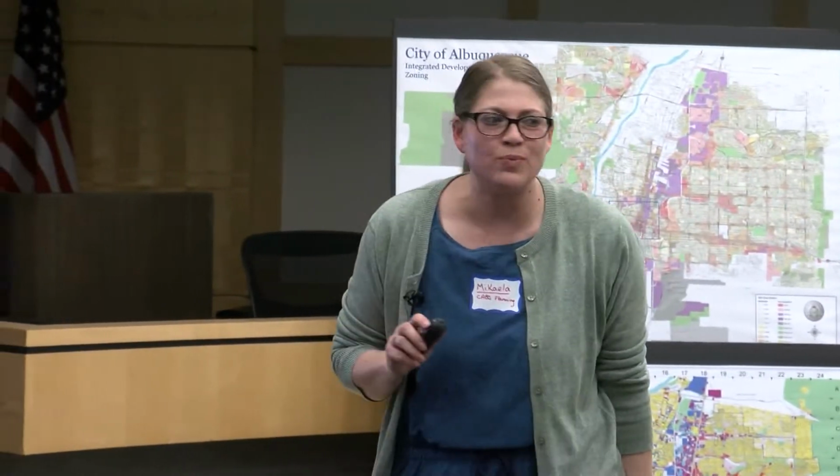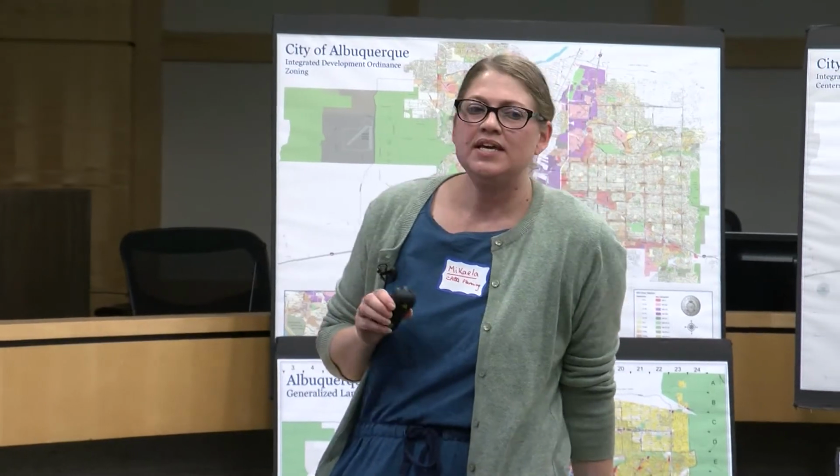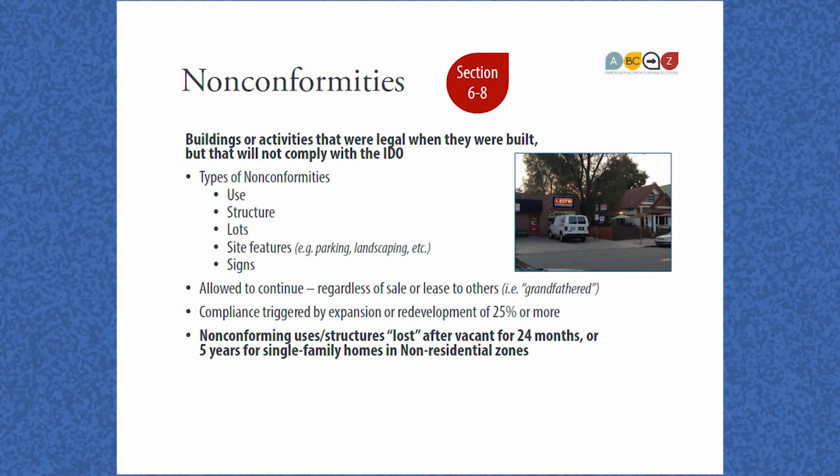Nonconformities. We talked a little bit about what nonconforming means. The Integrated Development Ordinance teases out the ways that your site might be nonconforming. So we talked a little bit about use. We talked a little bit about structure. But you can also have a nonconforming lot, meaning it's smaller than the minimum allowed by your zone. You could also have a non-conforming site feature. You could have too few parking spaces, for example, or you might not have enough landscaping. It was legal when you built it, but now we've asked for more landscaping and now you're out of compliance for that.